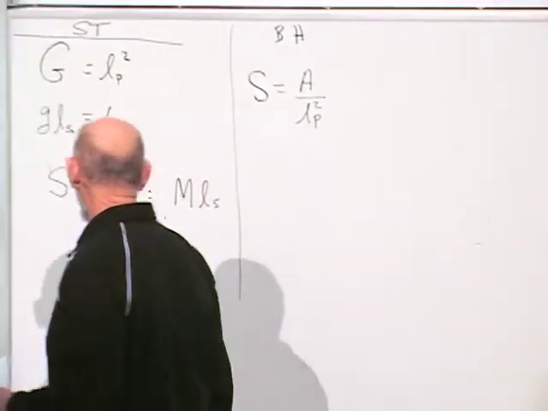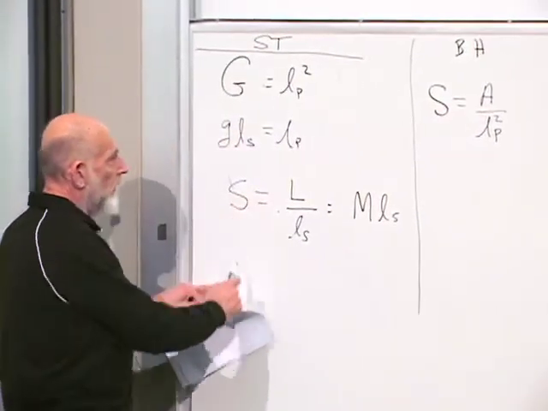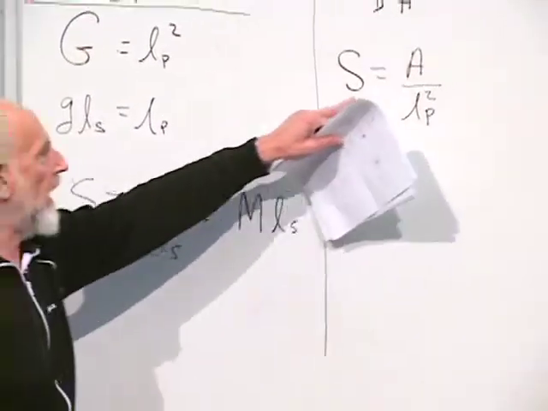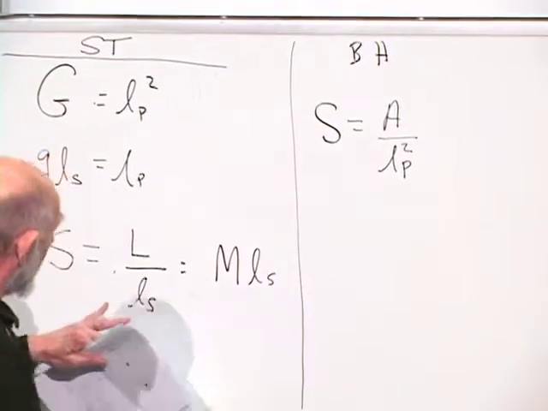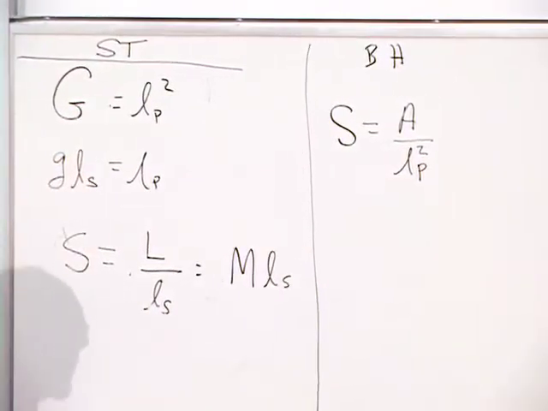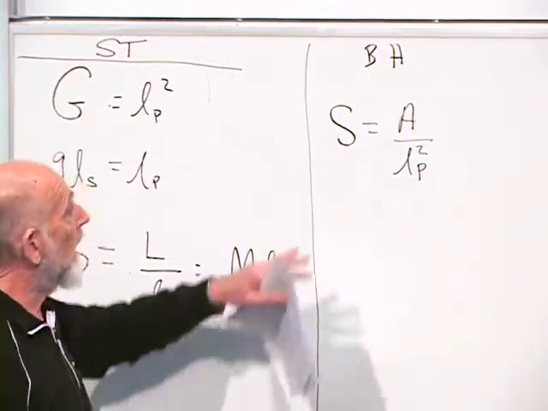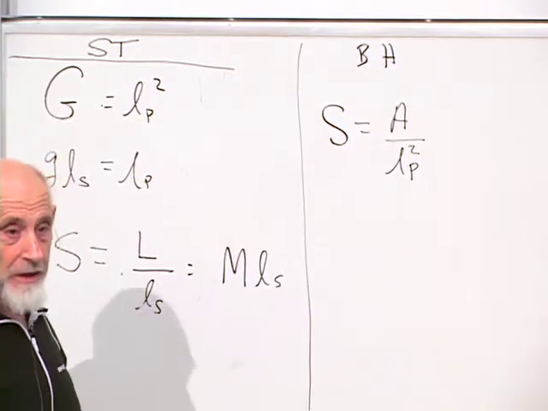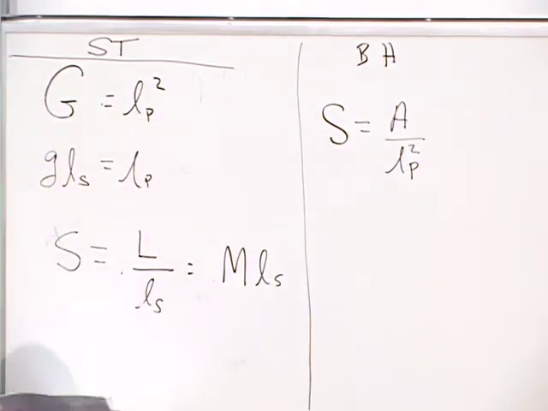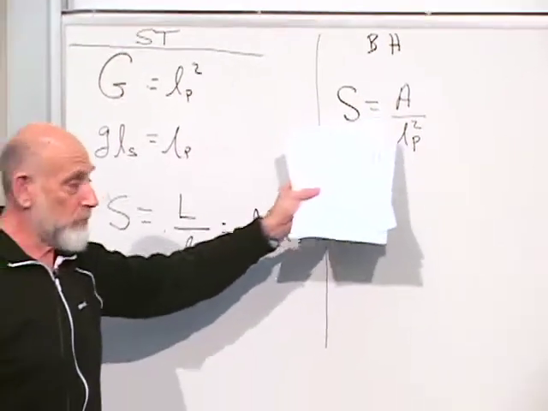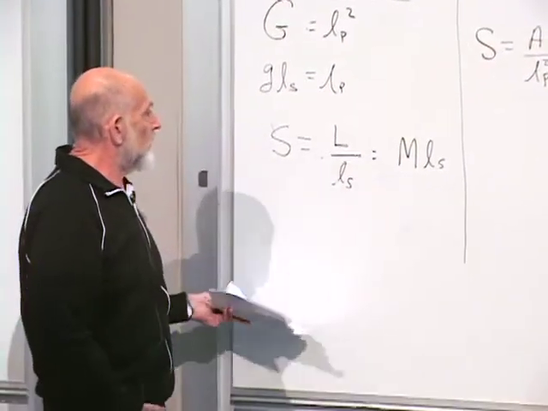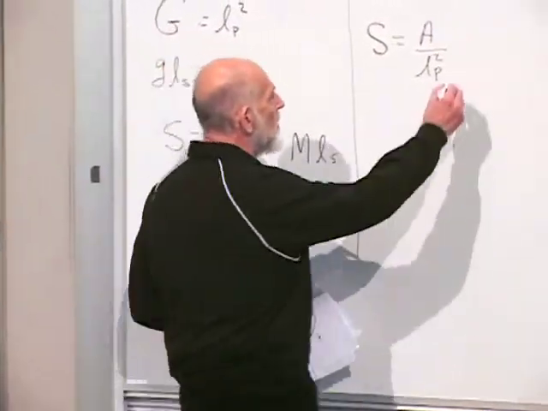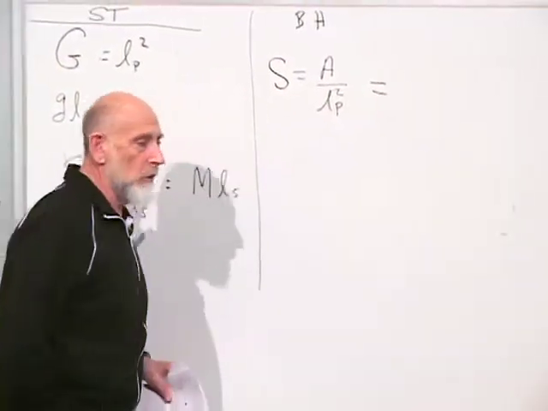Compare that with this equation over here. The entropy is the length in string units. It's the other system's length divided by string length for strings, area divided by Planck area for black holes. Now, I'm not saying these are the same. They're clearly not the same. I'm just pointing out the similarities and the differences. We can also write this another way.